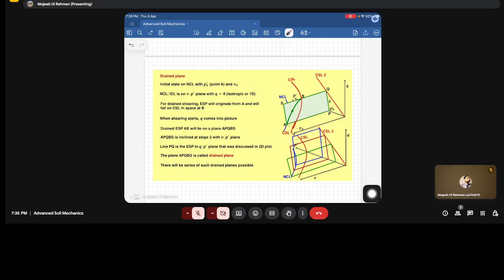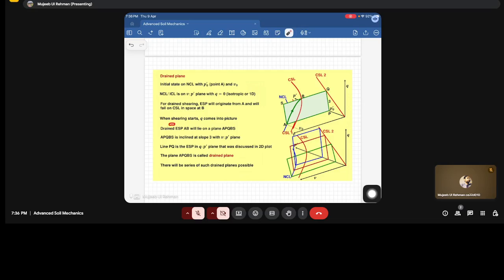Now, since it is a drained test, it has to follow a 3:1 slope. It means that it will reach the critical state. This AB will represent the path to reach the critical state, and the plane on which this AB will lie will have a slope of 3:1 with the Q P dash plane. You can see this PQ will have a slope of 3 with respect to the Q P dash. Similarly, the plane which is passing through this AB should have a slope of 3.